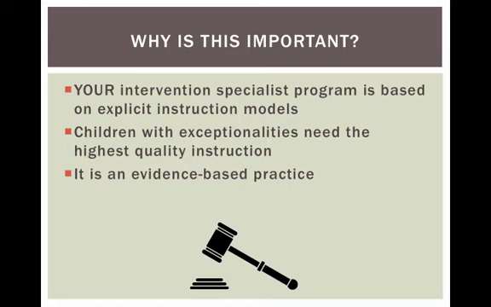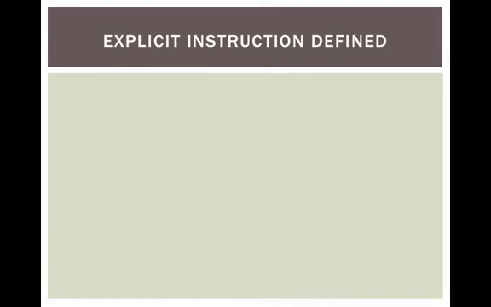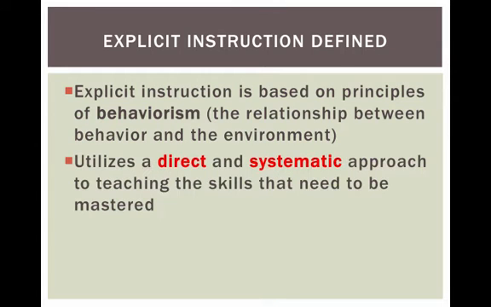Additionally, children with exceptionalities need the highest quality instruction. They are very far behind. So we can't waste time trying new things out with them. We have to use what we know works, which is explicit instruction. And finally, we are in this accountability stage in education. That's why it's all about data. That's why it's all about testing at this point, because the goal is to make teachers accountable for their students' learning. And the way that they ensure that's happening is that you're using evidence-based practices. And I just showed you, and there's tons more research out there, I promise, that says that explicit instruction is evidence-based.